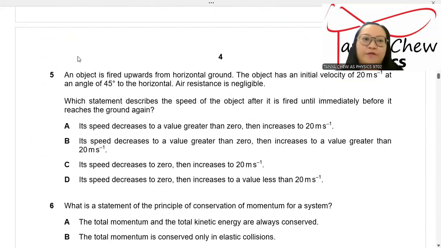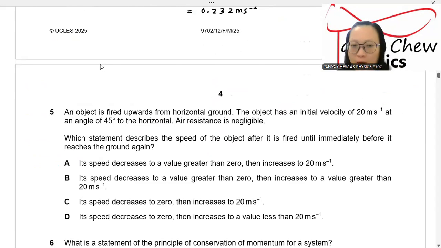Number 5, an object is fired outwards from a horizontal ground. The object has an initial velocity of 20 meters per second at an angle of 45 degrees to the horizontal. Air resistance is negligible. Which statement describes the speed of the object after it is fired until immediately before it reaches the ground again?